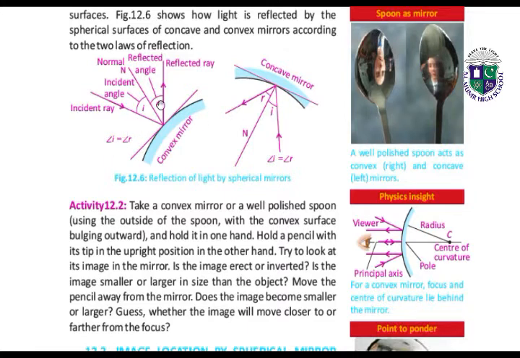We already know about the two laws of reflection, that both angles are equal to each other. The angle of reflection and the angle of incidence are equal to each other, and the normal, reflected ray and incident ray all lie on the same plane. So here we have the same plane where the reflected ray, incident ray and normal are present, and the angle of incidence and angle of reflection are equal to each other.